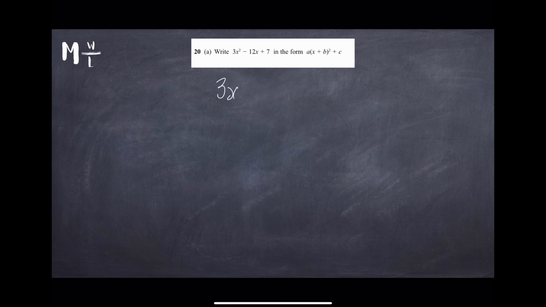This is another exam question from 2018. Write 3x squared minus 12x plus 7 in the completed square format. Comment below if you managed to spot the error here.